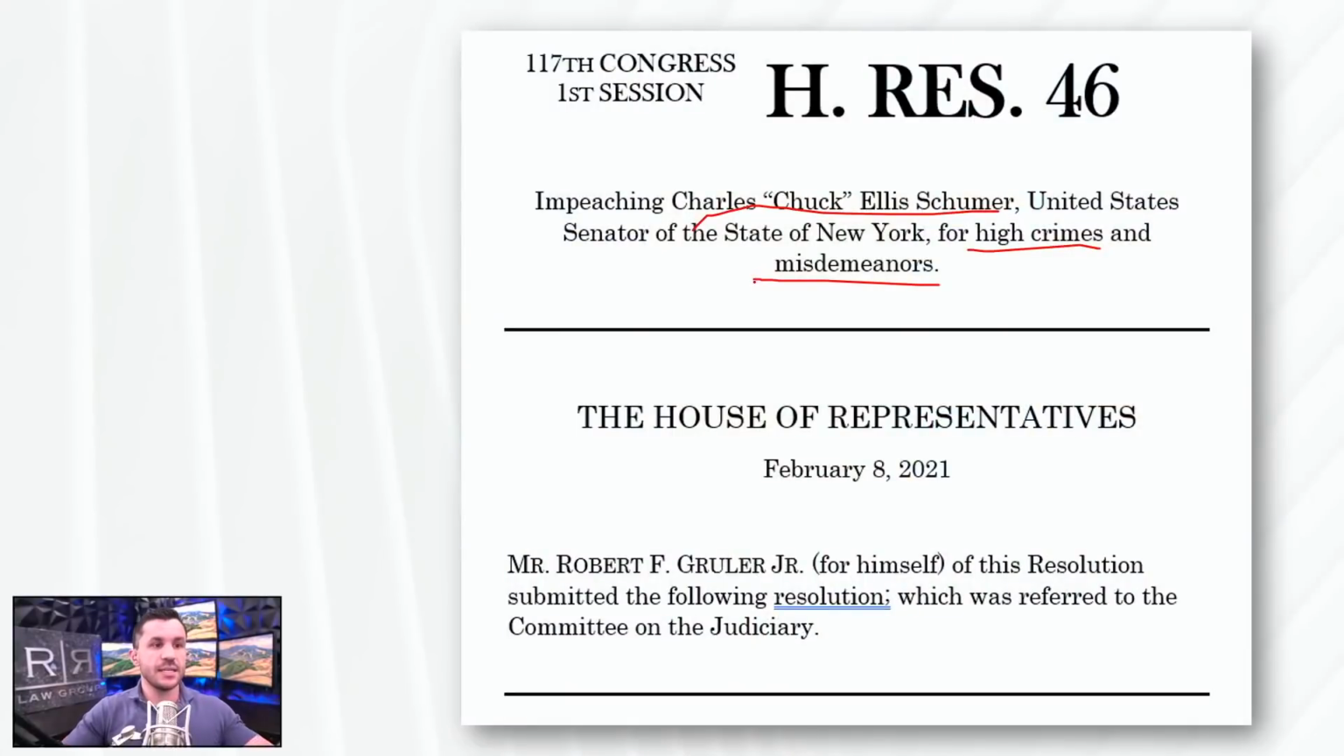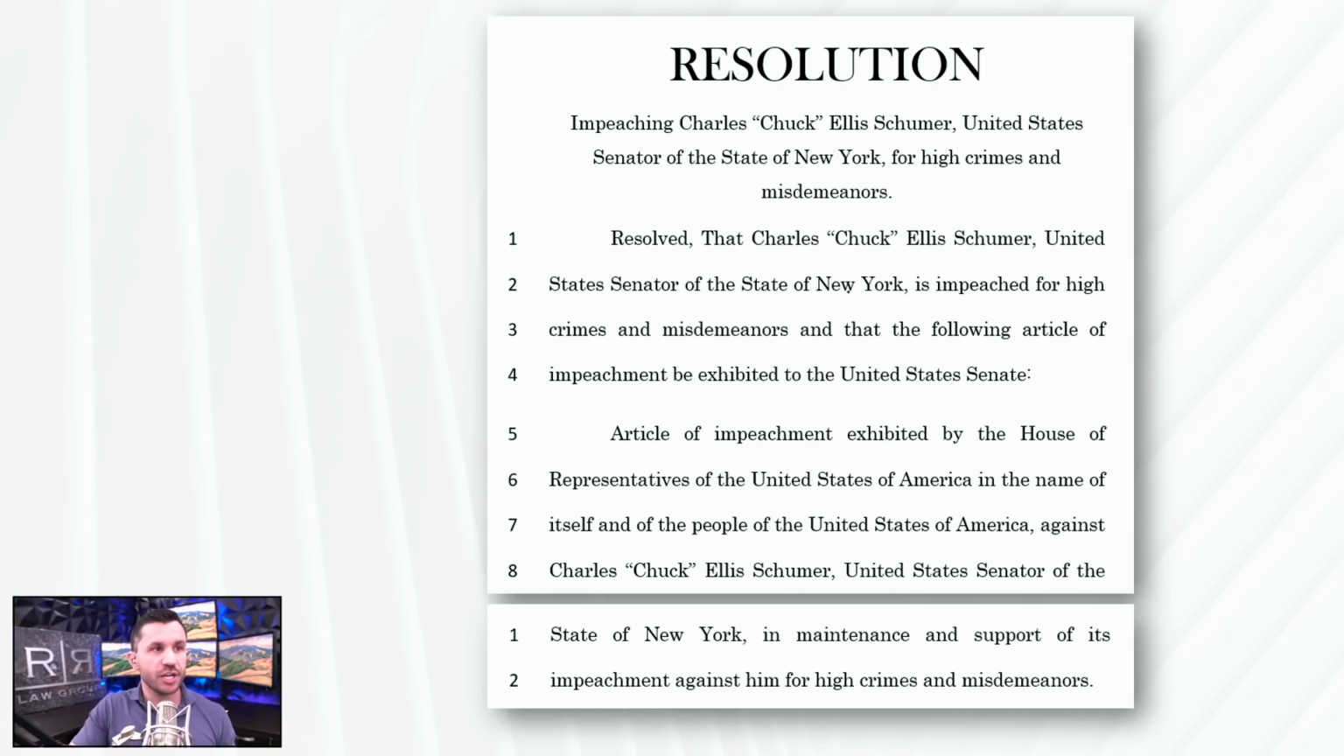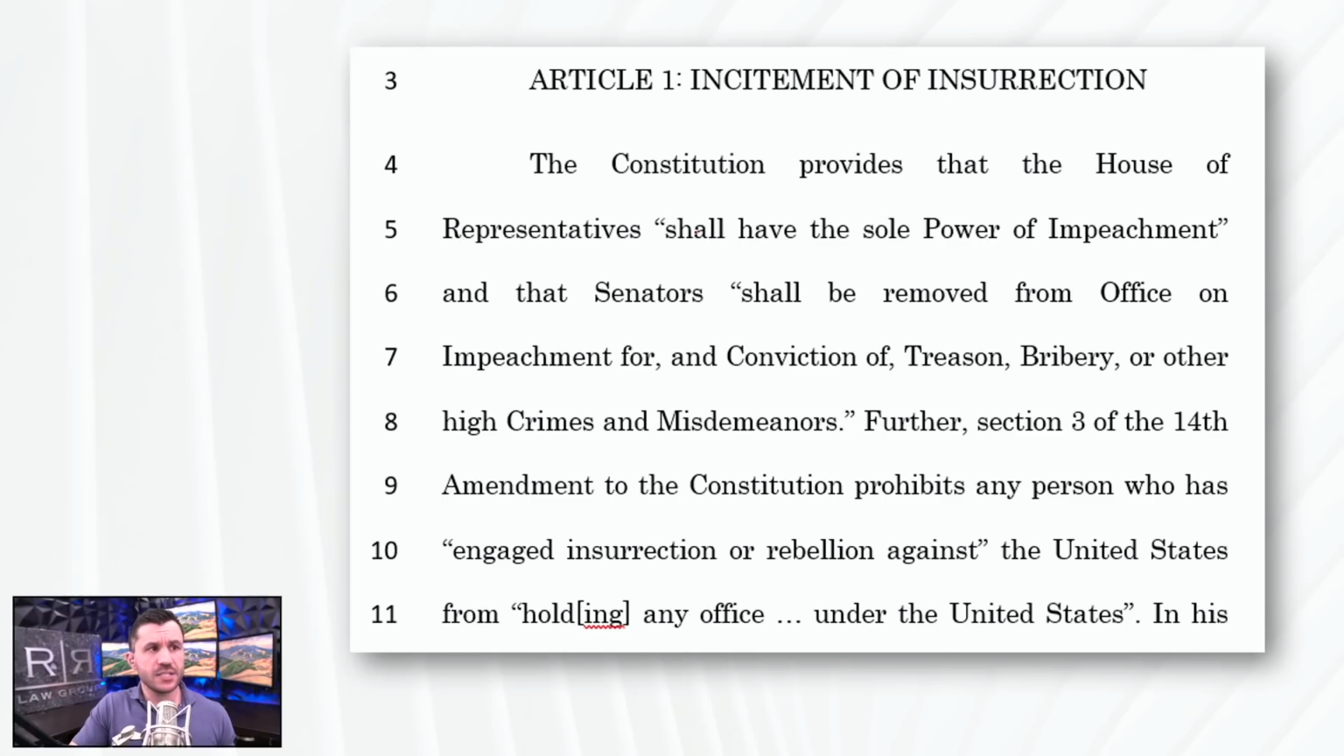Here's what it says. The House of Representatives, February 8th, Robert Gruler is referring this over to the Committee on the Judiciary, impeaching Chuck Schumer. Resolved that Chuck Schumer, United States Senator of the state of New York, is impeached for high crimes and misdemeanors, and the following article of impeachment be exhibited to the U.S. State Senate. The rest of this stuff is all pretty standard. Okay, this is where they get their jurisdiction. Article of impeachment exhibited by the House against Chuck Schumer in maintenance and support.